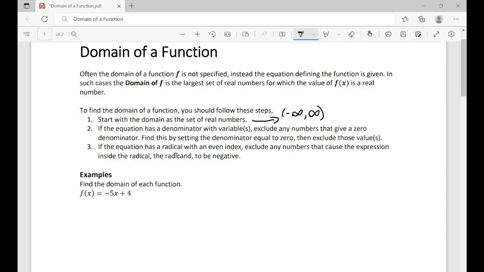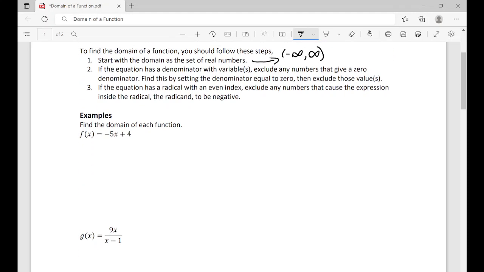If the equation has a radical with an even index, exclude any numbers that cause the expression inside the radical, or the radicand, to be negative. So what we're going to do is not so much find what's negative and get rid of those, except we're going to find what actually works and just keep those instead.